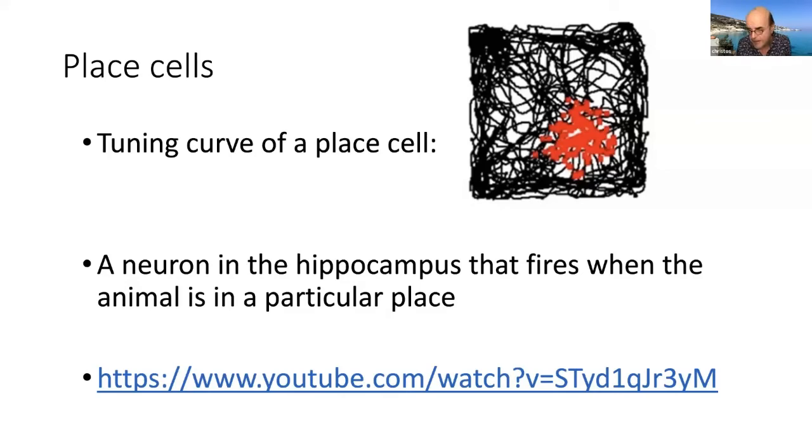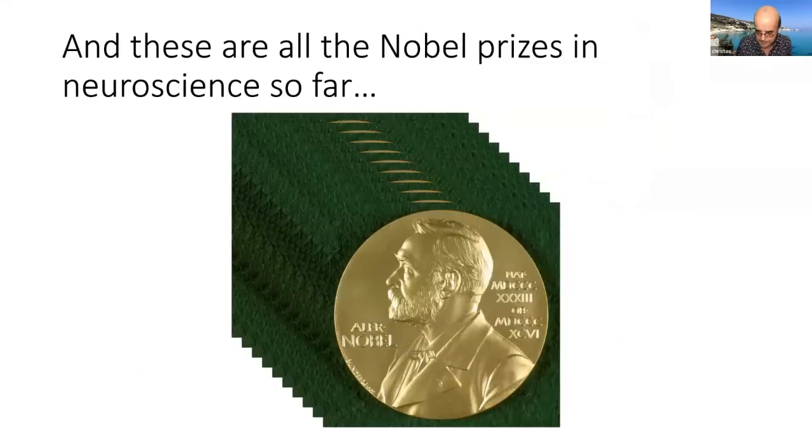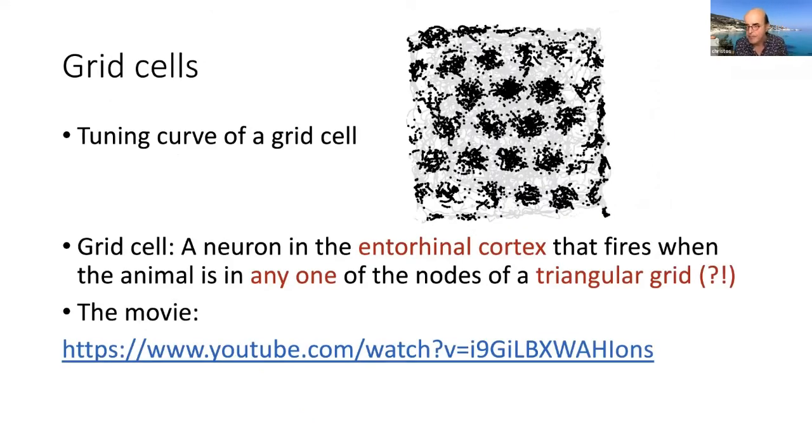Now, 15 years later, here's what they discovered. They discovered grid cells. These are different cells in a slightly different area near the hippocampus, the entorhinal cortex. This particular cell fires when the animal is anywhere near the nodes of the triangular grid of the square. This is amazing. So not only do they abstract space, but they understand modular arithmetic. And apparently, for some reason, that is not understood.